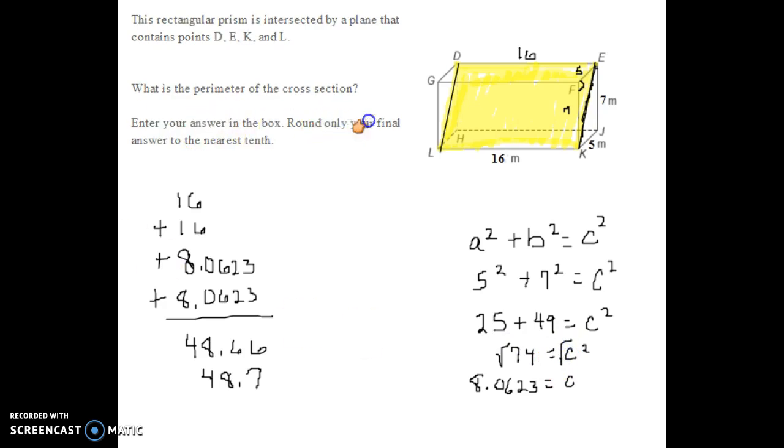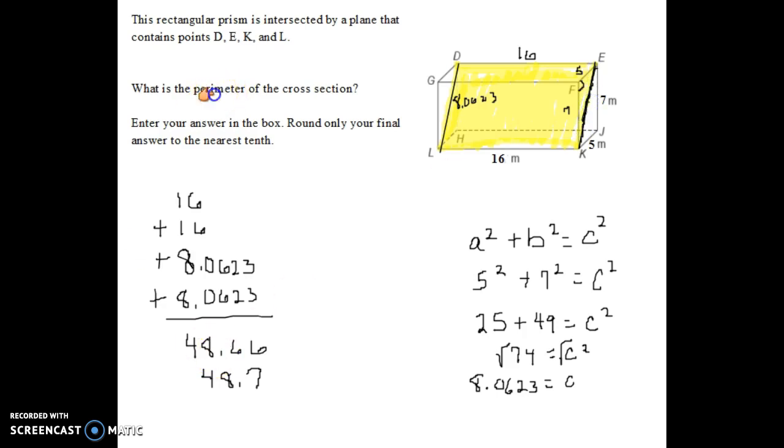It tells you to round only your final answer to the nearest tenth. So when you take the square root of 74, it's not a whole number, so go ahead and take it out to 4 or 5 decimal places: 8.0623. That is going to be this side here, and this side is 8.0623 as well, as is this side right here.